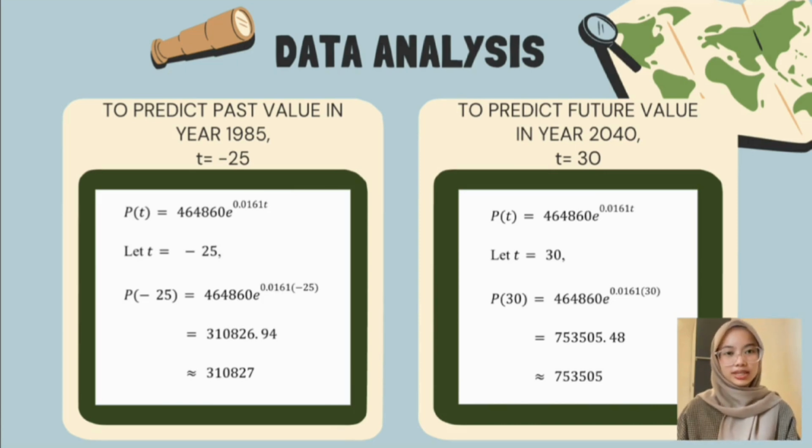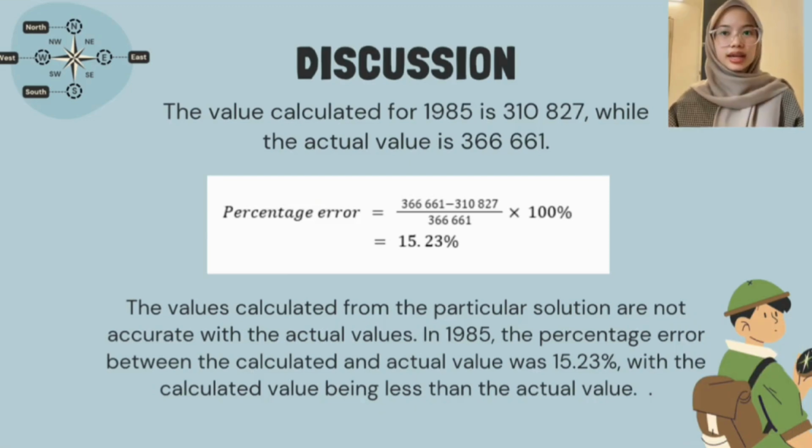One value from the past and one value from the future were calculated. For the past, we choose t equals -25, which represents the year 1985. Then we substitute -25 into the particular solution and we get 310,827 people. For the future, we choose t equals 30, which represents the year 2040, and we get 753,505 people.